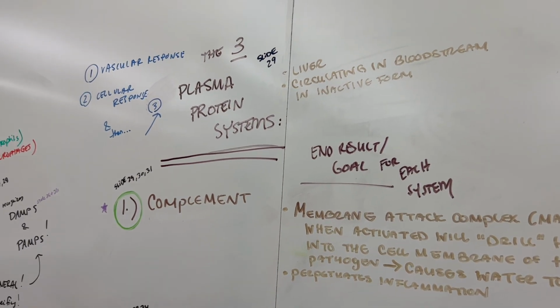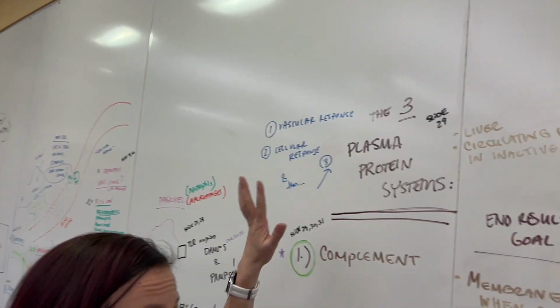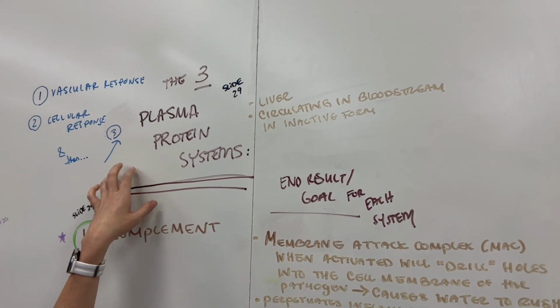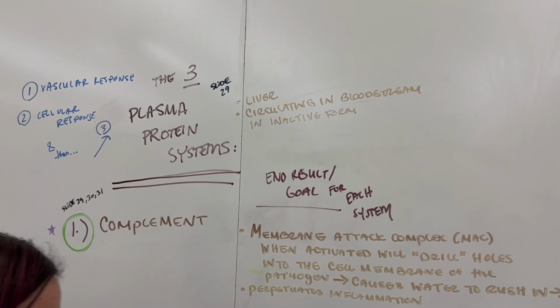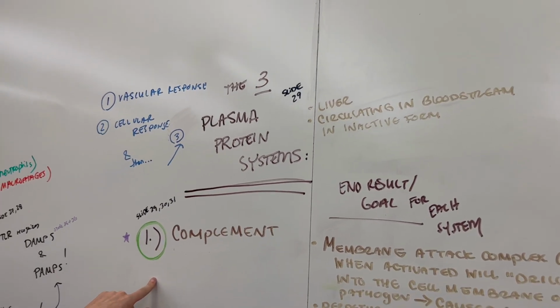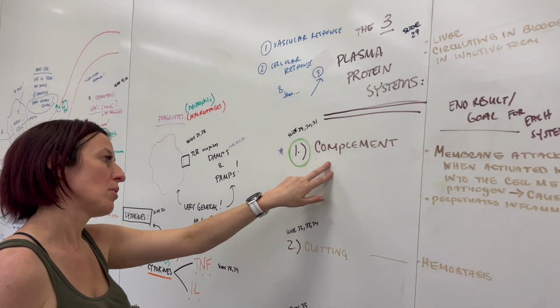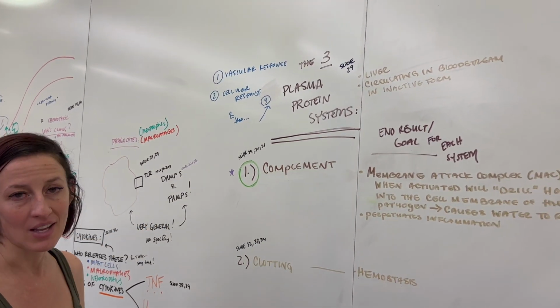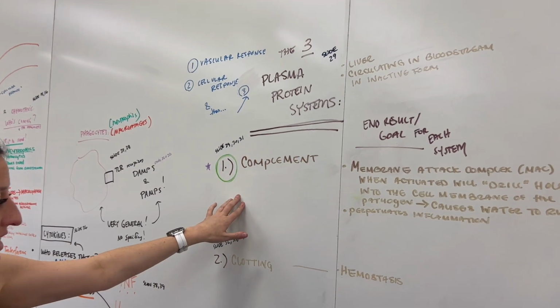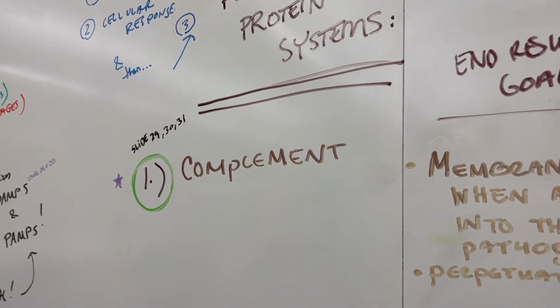Inflammatory mediators being released as part of the inflammatory cascade will activate the plasma protein systems and get them going. The first most important, and my favorite, is the complement cascade. They list some of the different pathways.